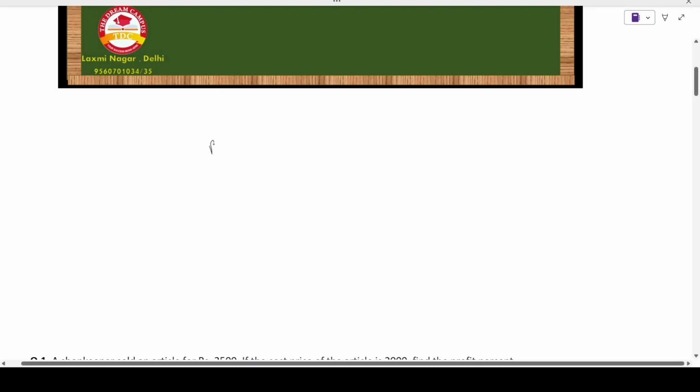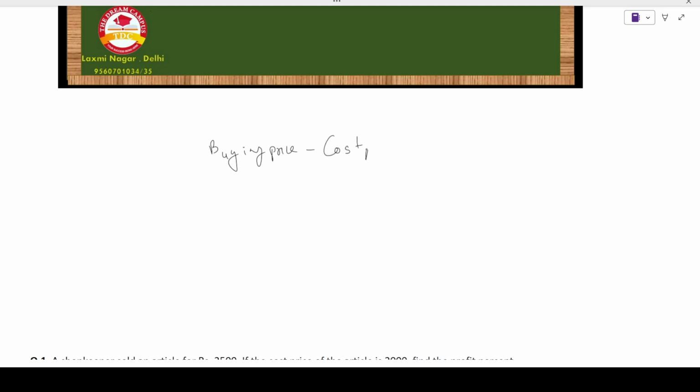So when you buy something, it is called the buying price, which is called cost price, and the price at which you sell it is called selling price. We can denote cost price with CP and selling price with SP.